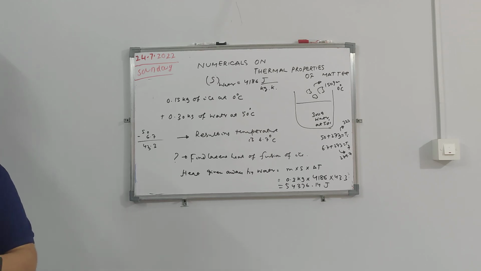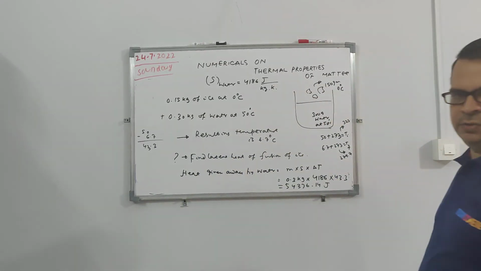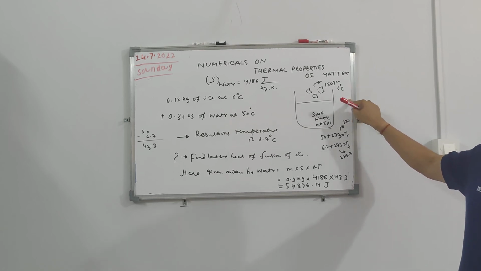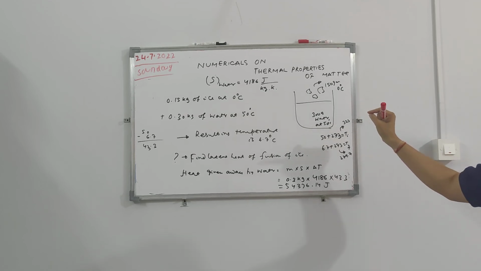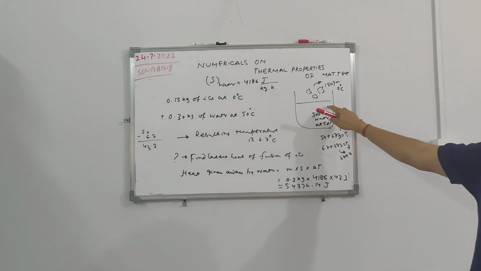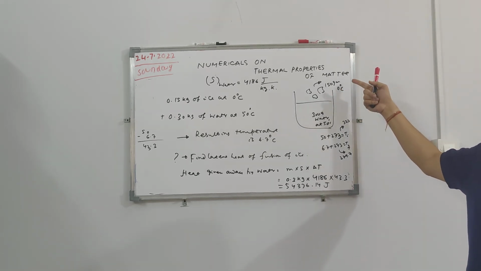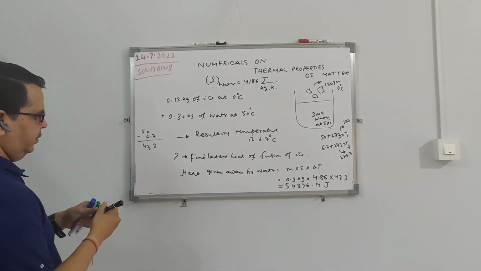The ice was at 0 degree. So you are melting the ice, and after melting, you are raising the temperature from 0 to 6.7. So first you have to melt this ice into water at 0 degree. That happens from the heat given by the water. This water is giving the heat. First it is melting the ice, then it is raising the temperature.